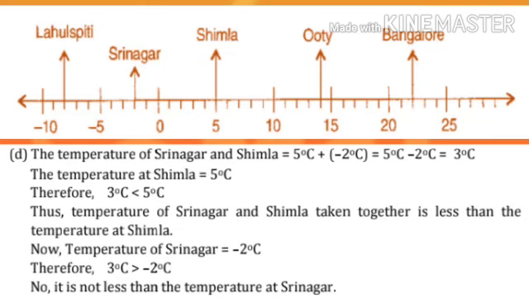So if you take them together, the temperature is 3 degrees Celsius. 3 degrees Celsius is less than 5 degrees Celsius, which means the combined temperature of Srinagar and Shimla is less than the temperature at Shimla, and it is greater than the temperature level of Srinagar. Therefore, it is not less than the temperature of Srinagar.